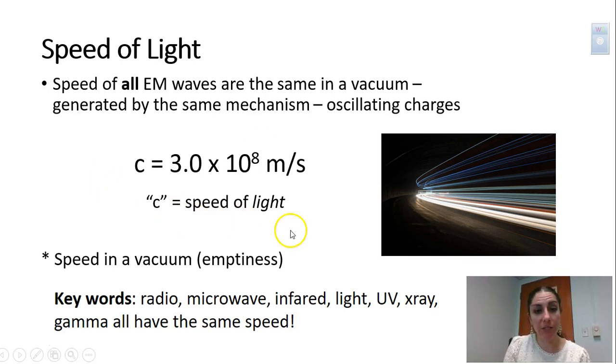And of course, this is the speed for a vacuum. So we're going to actually put light into things like glass, which is going to slow it down. So this is the fastest that it can go. And even when it goes into glass, it technically doesn't slow down, but we'll talk about that a little later.